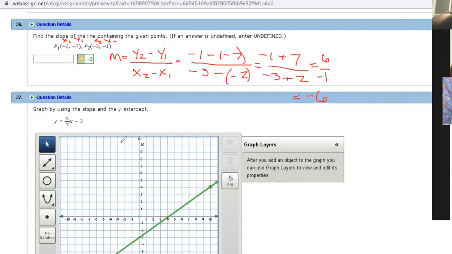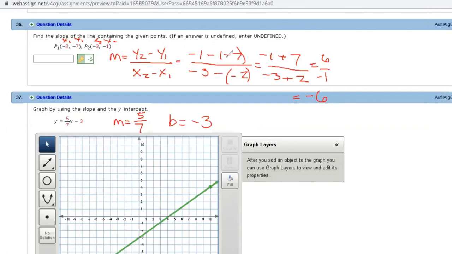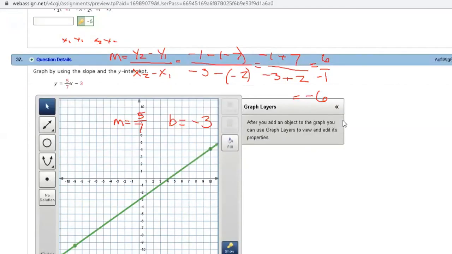For 37, they say graph by using the slope and y-intercept. So what is the slope for number 36? 5/7. What is the y-intercept? -3. Yes. All right. So how do we graph using the slope and the y-intercept? What's the first step? Graph the y-intercept first. Yes, so first we plot the y-intercept.